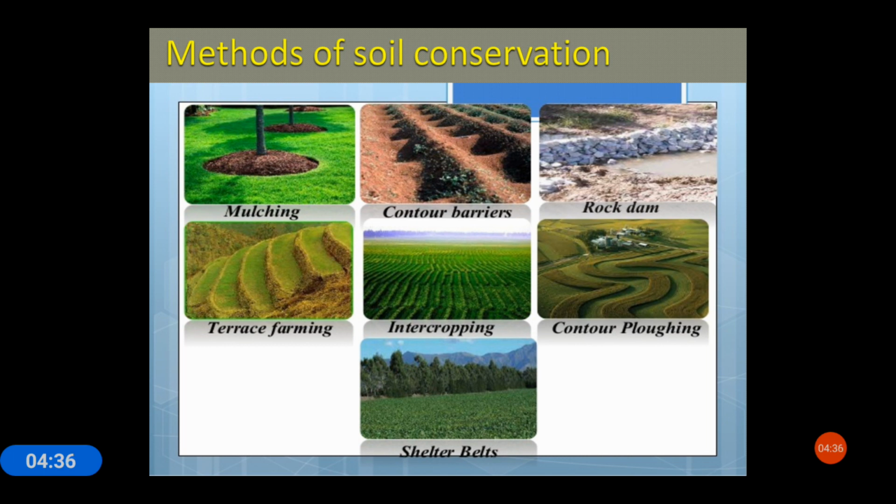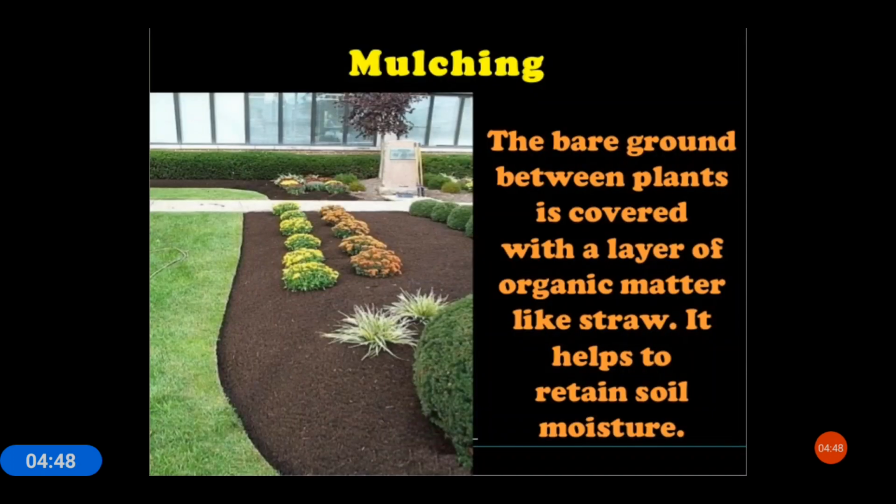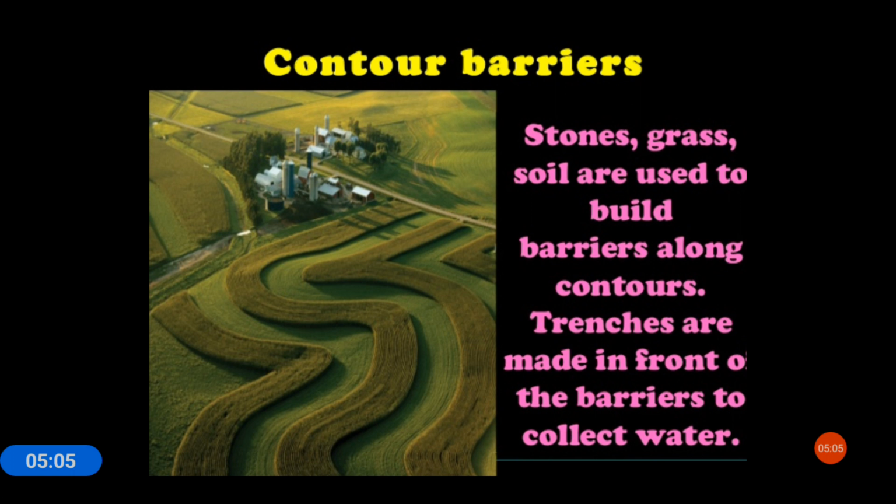Mulching, contour barriers, rock dam, terrace farming, intercropping, contour plowing, and shelter belts. First one, mulching. You can see in the picture itself. The bare ground between plants is covered with a layer of organic matter like straw. It helps to retain soil moisture. Second, contour barriers. Stones, grass, soil are used to build barriers along contours. Trenches are made in front of the barriers to collect water.